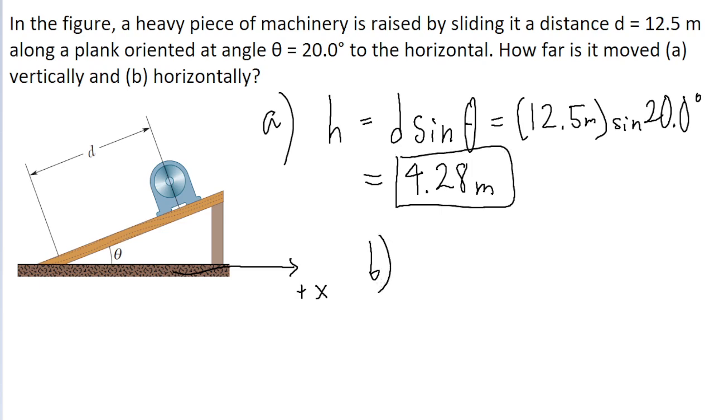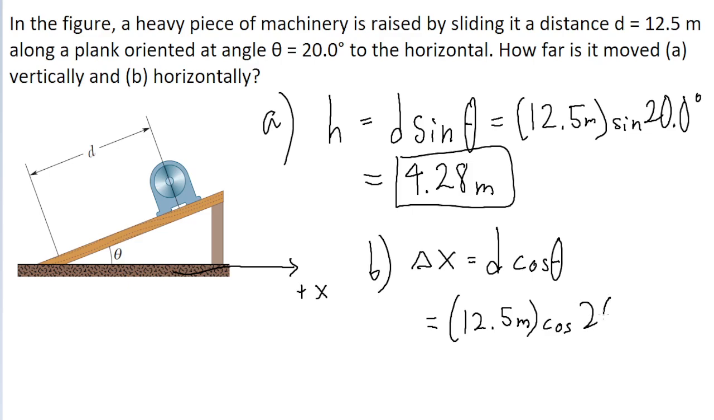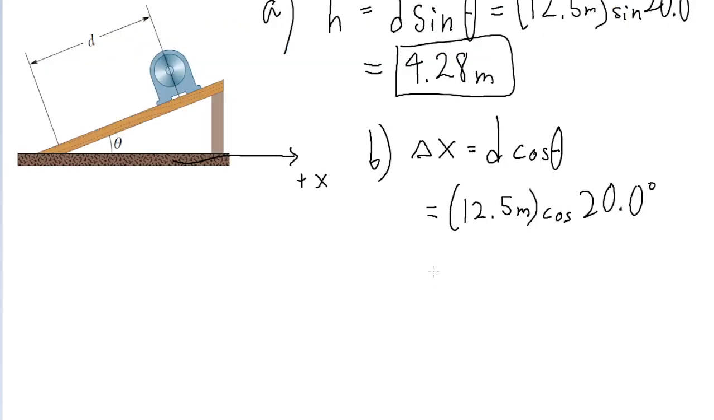Part B asks about the horizontal displacement. We use a similar formula, only now instead of sine of theta, we use the cosine of theta. So the horizontal displacement of the machine, delta x, is equal to d multiplied by the cosine of theta. So into a calculator, we plug in 12.5 meters multiplied by the cosine of 20 degrees, and we find a horizontal displacement of about 11.7 meters.